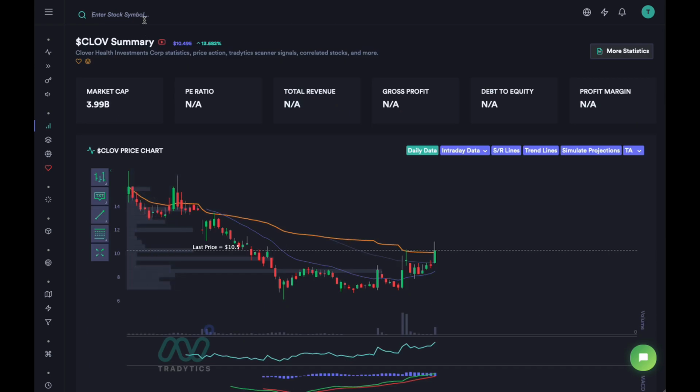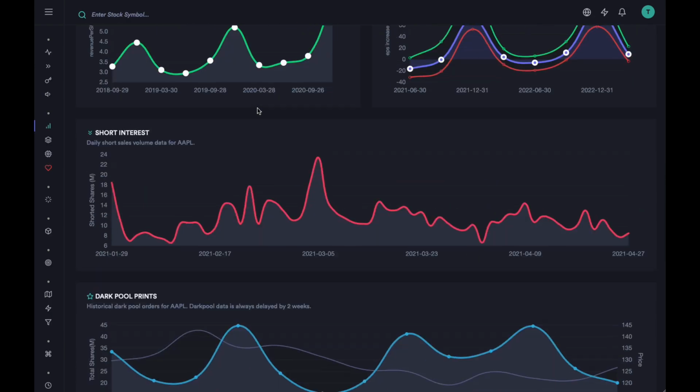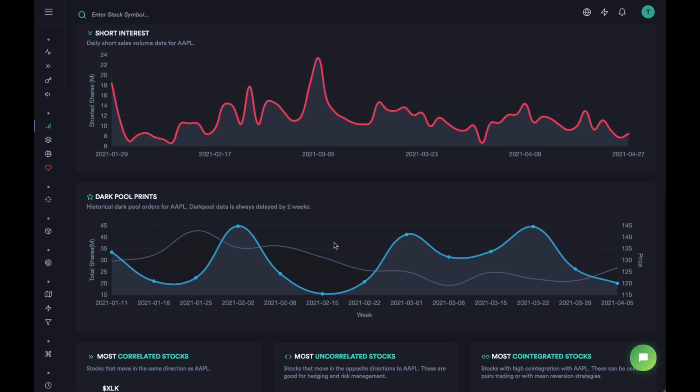Let's go back to Apple. The next thing that we have is dark pool prints. So again, this is a fairly common thing that most users want, and instead of providing you just the last 2 weeks of dark pool data, since it's always 2 weeks delayed, we provide you historical data to show you some trends. So what you want from this chart, we have the price on the right, so this is the line, and then the blue line is the total number of shares that were either bought or sold. We again don't know whether the shares were sold or bought, so we just know that they were traded.